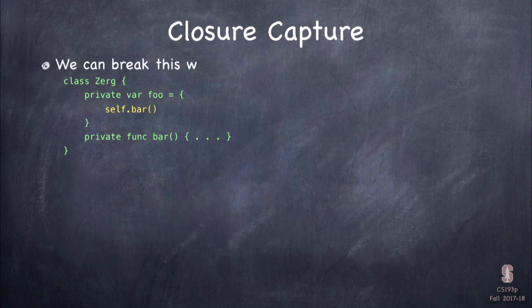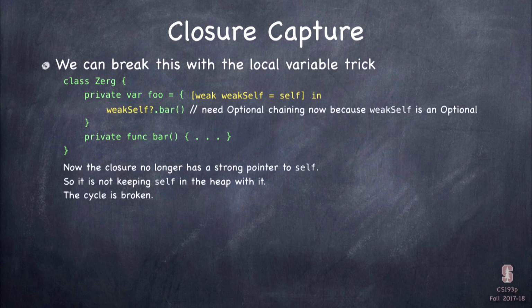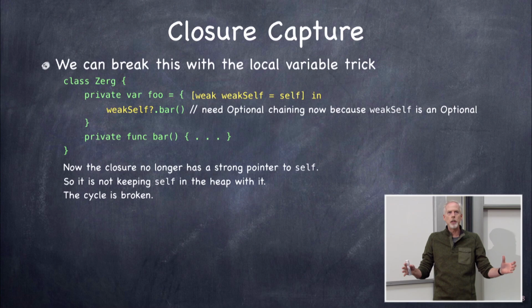Well, we're going to use those little local variables. So I'm going to create a little local variable. It's weak. I'm going to call it weak self. I'm going to set it equal to self. And then inside, I'm going to say weak self question mark, meaning optional chaining, dot bar. Okay, so now there's nothing inside that closure, no variable in that closure is keeping a strong pointer to self. And so it's not keeping self in the heap.